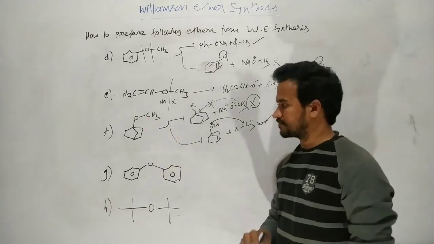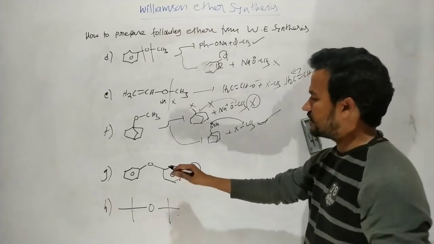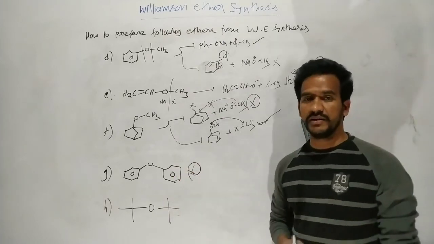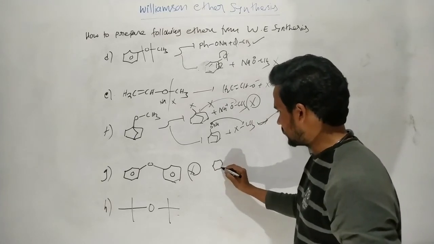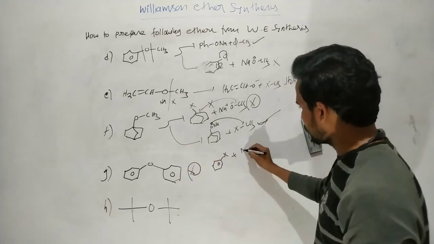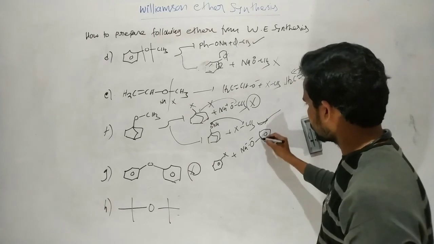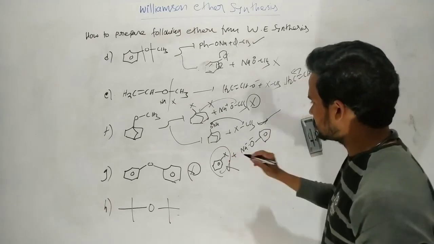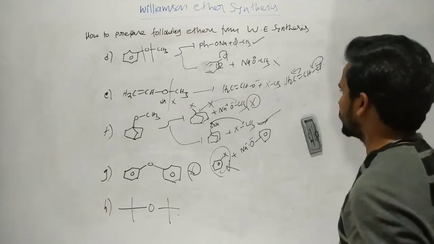Okay, that's it. Now, this ether cannot be prepared by the Williamson ether synthesis. Diphenyl ether cannot be prepared. Why? Because we should take one aryl halide and the other sodium phenoxide, and the aryl halide is not involved in a substitution reaction.